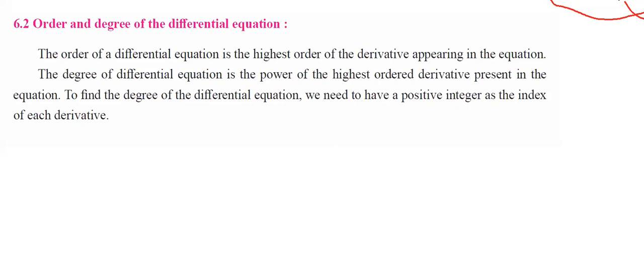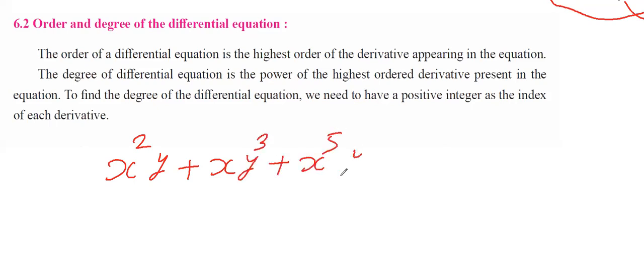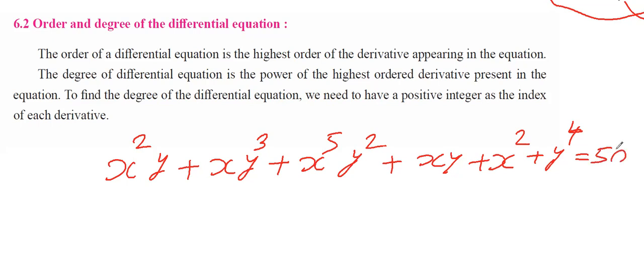Okay, so the next point is what? Order and degree of differential equation. To understand this better, let's go to our 9th standard or maybe 10th standard. We have a polynomial or equation like x square y plus x y cube plus x to the power of 5 y square plus xy plus x square plus y to the power of 4 is equal to some number, say 50. Now this is a polynomial, or you can say this is an algebraic expression.